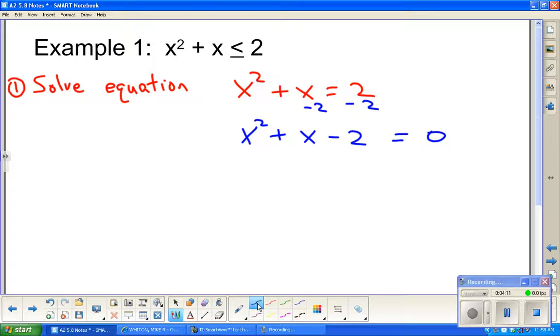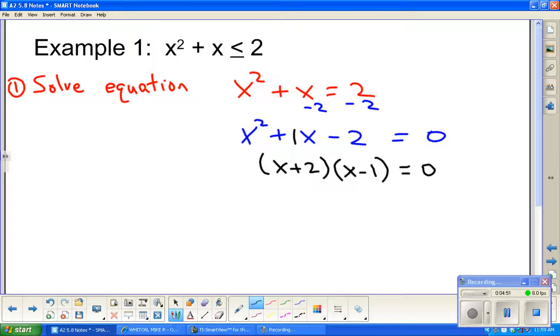We have a whole bunch of methods from earlier in the chapter, right? Factoring can be fast if possible. So let's see, can we factor this? Can we get two factors of negative 2 that add up to positive 1? Yeah, positive 2 and negative 1. So x plus 2 and x minus 1. Let's make sure those meet both conditions. Those do multiply to get the negative 2, which was the c value, and they do add up to the b value. So I think that works.